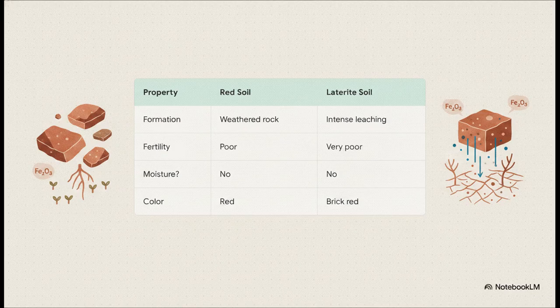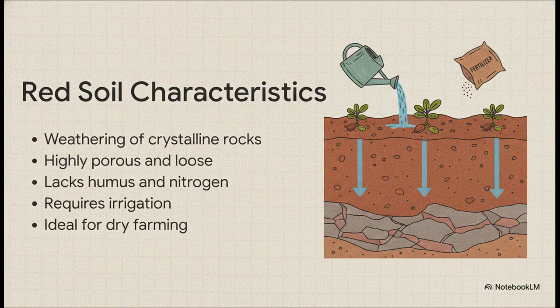Next up, we're deploying another critical differentiation point: red soil versus laterite soil. Now yes, both of these are red in color because they have iron oxide in them, but they differ entirely in their formation process and their fertility. Treating them as the same thing is a massive mistake. Let's break them down individually. Let's start with red soil. This one forms through the prolonged weathering of ancient crystalline and metamorphic rocks.